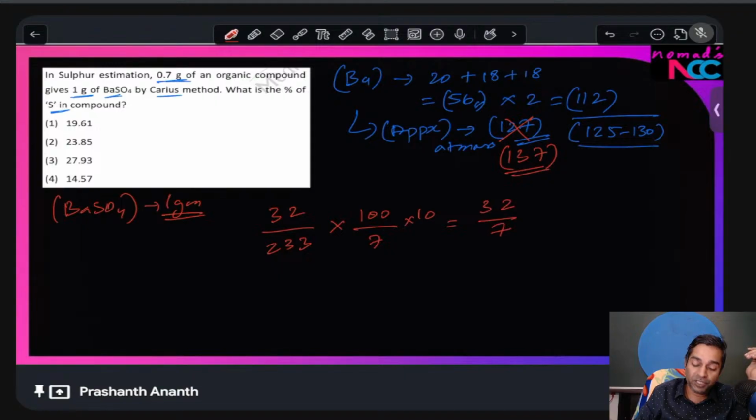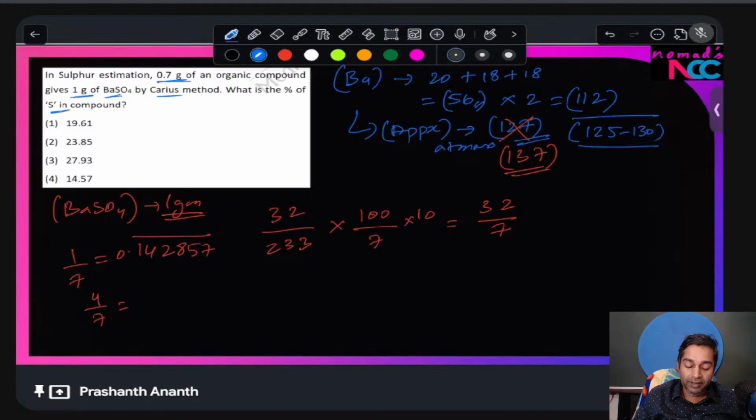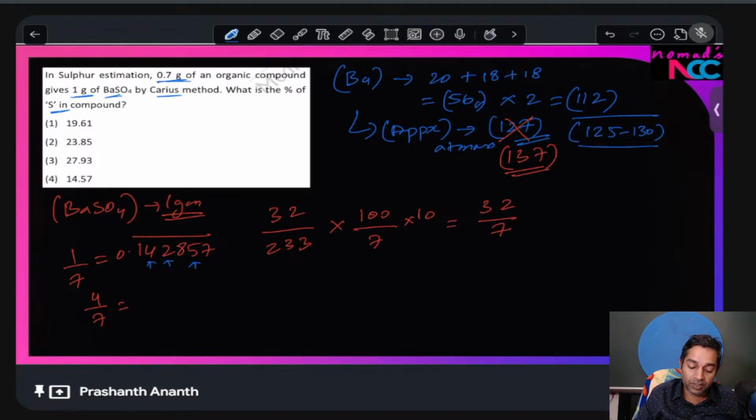Now there is a nice approximation for 7s which you can use. 1 by 7 is 0.142857, and the same thing will repeat, 142857 bar. If I'm considering 4 by 7 here, you have to pick the next number. So 1 by 7 is this, 2 by 7 will start from here, 3 by 7 will start from here, 4 by 7 will start from here. So it's 0.571428, so it will be 0.57. That is 4 by 7. So this and this can cancel off, which will give me 4.57.